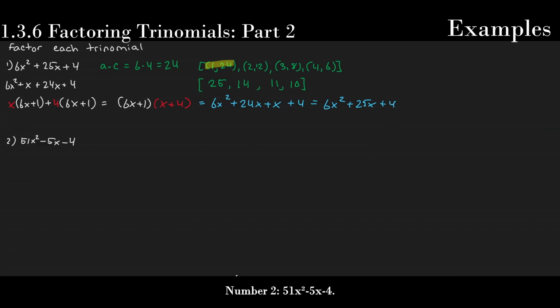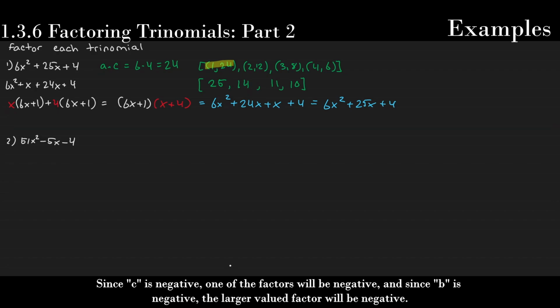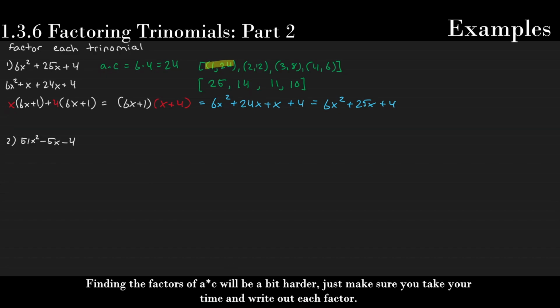Number 2, 51x squared minus 5x minus 4. We have a trinomial with both b and c holding negative values. Since c is negative, one of the factors will be negative. And since b is negative, the larger valued factor will be negative. Finding the factors of a times c will be a bit harder. Just make sure you take your time and write out each factor.